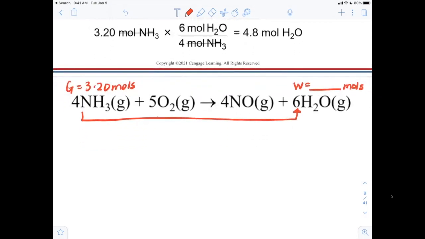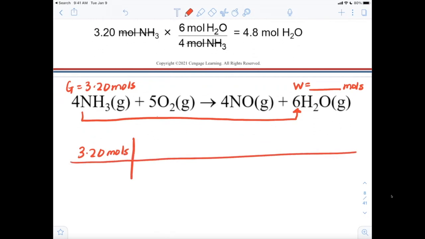Now I write my conversion, like dimensional analysis. So I write what's given first, 3.20 moles. Do not leave the units out, because the units drive your action, your next move, right?